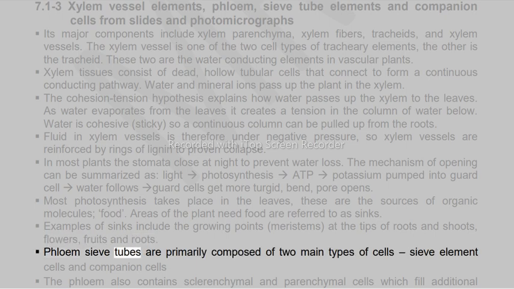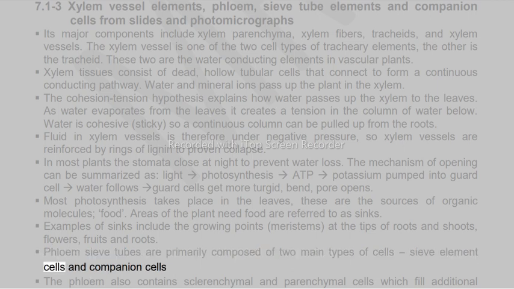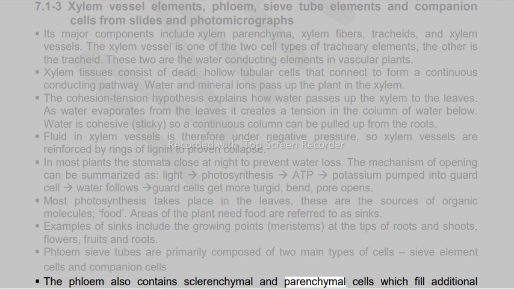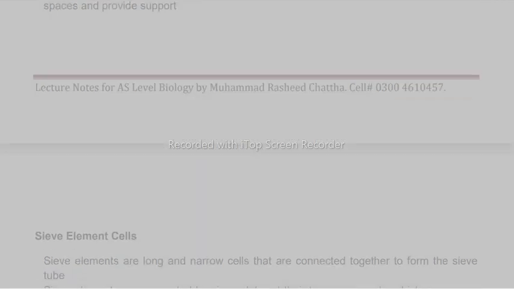Phloem sieve tubes are primarily composed of two main types of cells, sieve element cells and companion cells. The phloem also contains sclerenchymal and parenchymal cells which fill additional spaces and provide support.